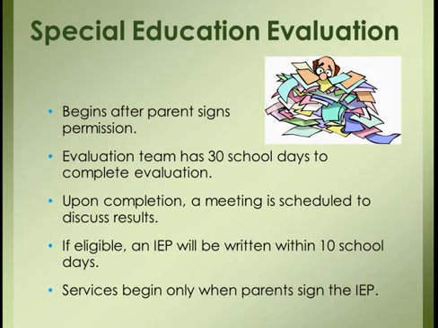Here's the timeline determined by law for a special education evaluation. We know it is not quick. It cannot begin until the parent signs permission. The evaluation team has 30 school days to complete it, and once it is complete, a meeting will be scheduled to discuss the results. If the student is found to be eligible, an IEP will be written within 10 school days. The services actually begin when the parents sign the IEP.